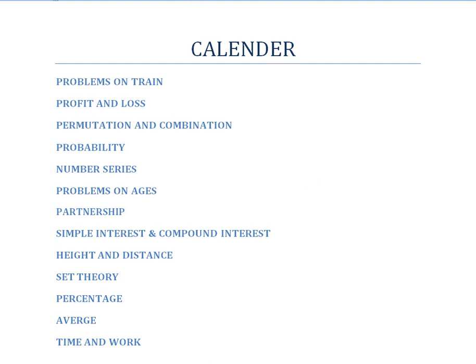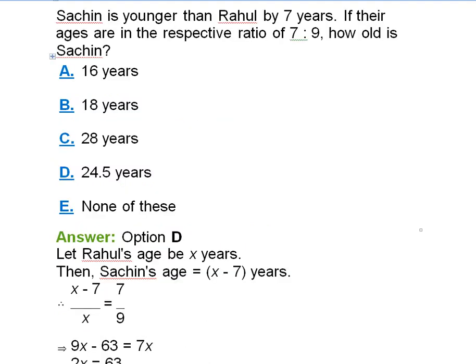Now we are going to cover the topic of calendar, but before that, I would like to solve the homework problem which was given in problem on ages part 2, and after that we will move to the problem of calendar. So the question was, Sachin is younger than Rahul by 7 years. If their ages are in the respective ratio of 7:9, how old is Sachin? You have 5 options and the answer is option D.